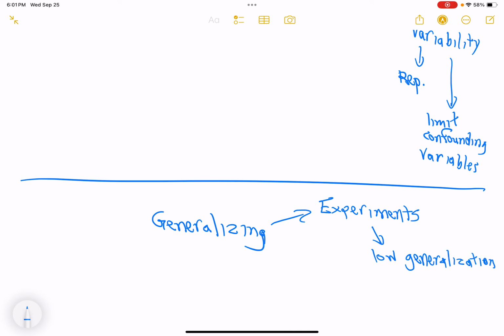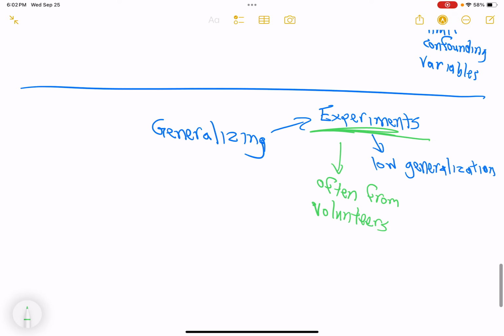And the reason that generalization is often very low in experimental studies is because we often have volunteers. Now, that cannot be the case in some situations, but most of the time we have volunteers. And that's why we have to randomize treatment groups for experiments. Now, that means that the studies we do that are experimental studies are not very generalizable. They are normally only applicable to the sample, right? Often only applicable to the sample.